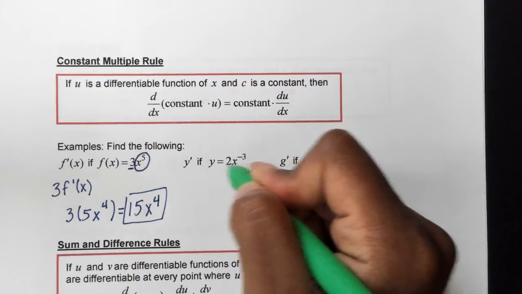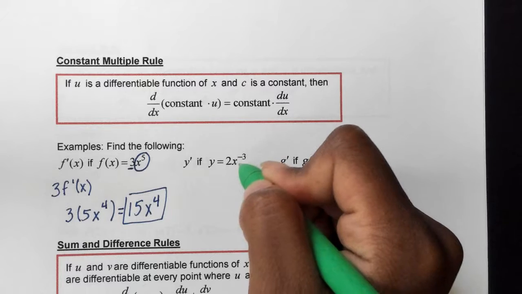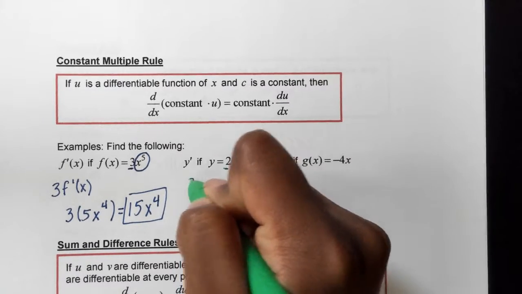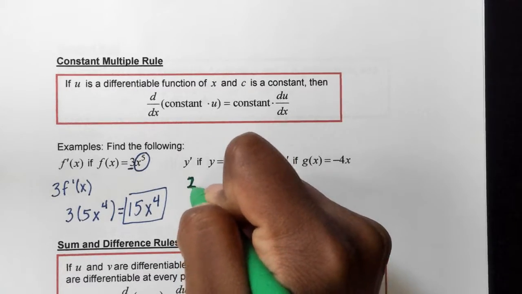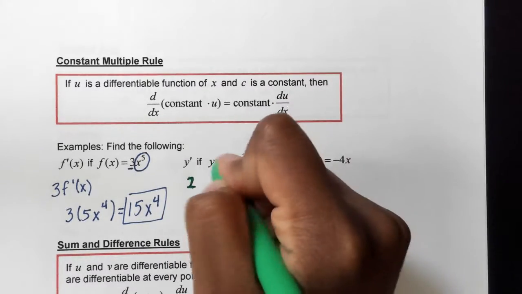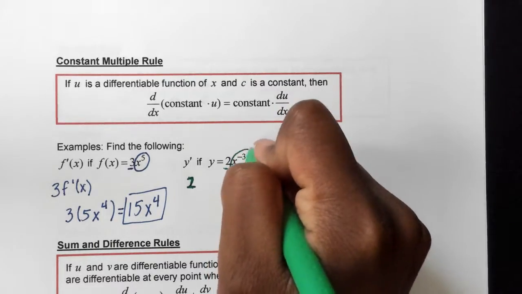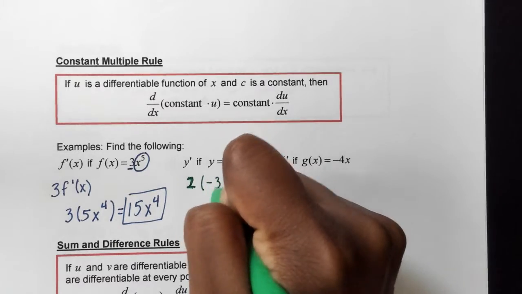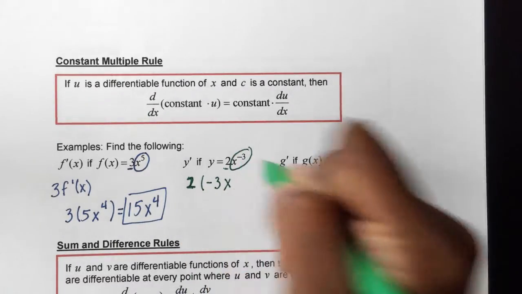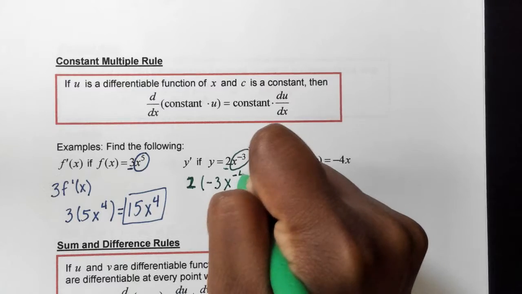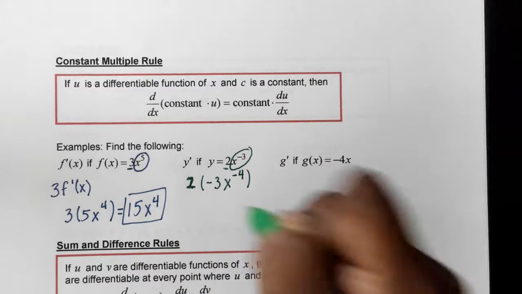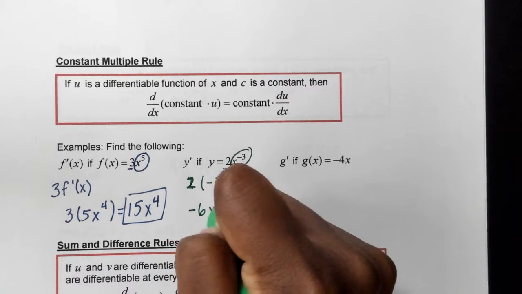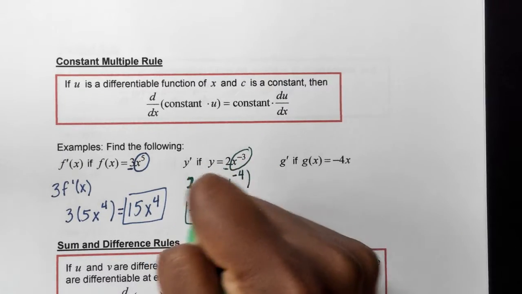So if we want y prime, and y is 2 times x to the negative 3, 2 is our constant, so we'll bring out the 2. And then we want to take this part and find the derivative. So we do that again by bringing down the negative 3. We still have x, and the negative 3 minus 1 is negative 4. So then just multiply, and we have negative 6x to the negative 4th.